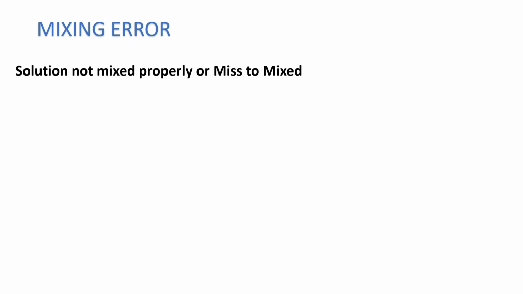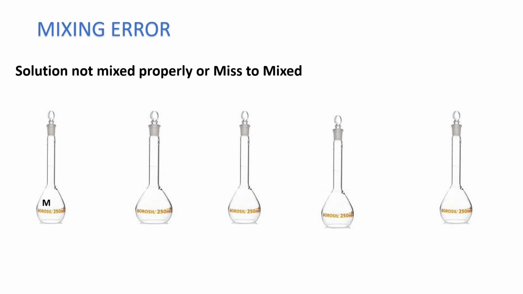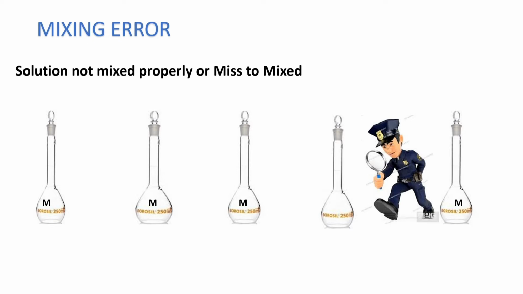Now sometimes a mixing error means the solution was not mixed properly. So again, there will be flasks, as I have mentioned here. When you mix the flask properly, you can mark it as M. It means it is mixed. If any flask is not mixed, then you can identify that this flask is not mixed. In this way, you can identify which flasks are mixed properly and which are not mixed properly.